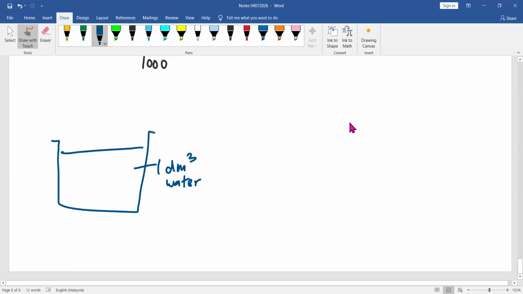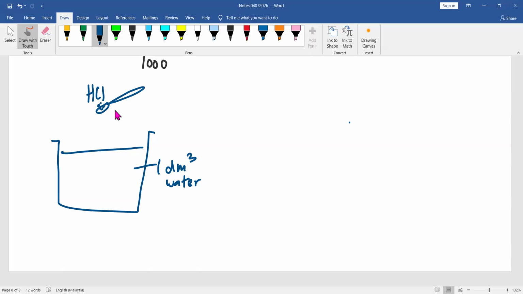No problem. Okay, so if I have 1 decimeter cube of water and I pour in exactly 36.5 grams of HCl, it's like I got 1 gram of Milo powder and put it in 1 liter of water. So I can calculate something called concentration.